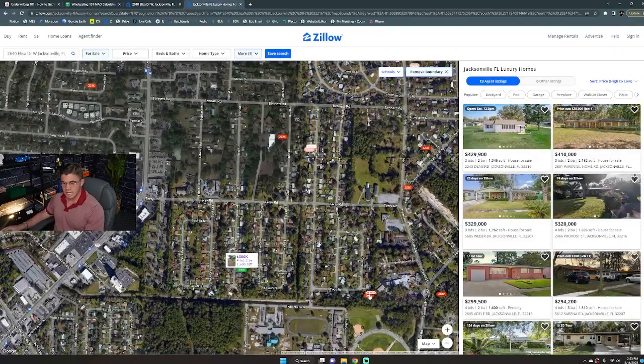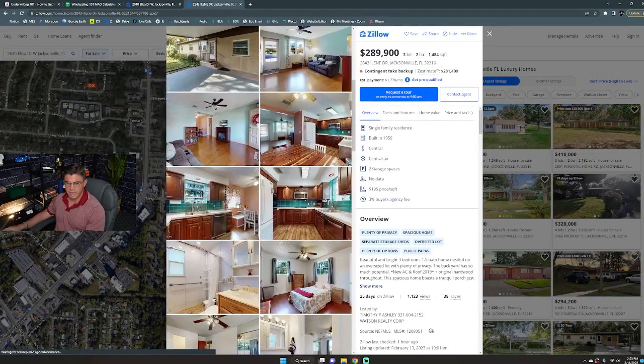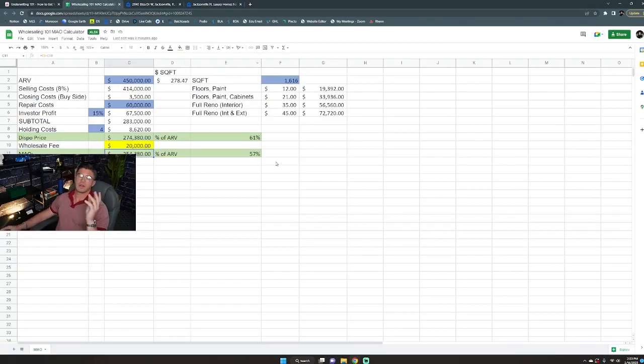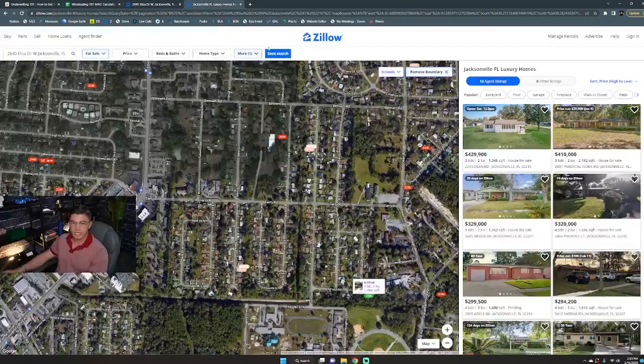Oh, here's a 290 in bad condition, contingent, 25 days on Zillow. Interesting. So what I can say is I already know that we could sell the property for 190 grand, something like that. But we're going to run the numbers at 250. Now I think that the ARV will probably end up higher than 250 if somebody does a decent remodel. What was the exact square footage again?